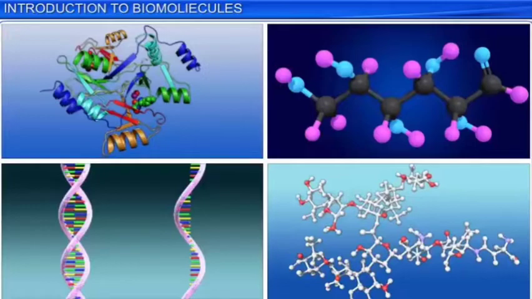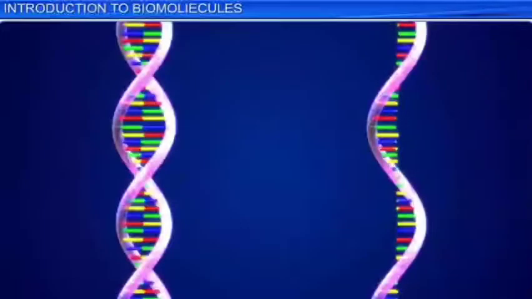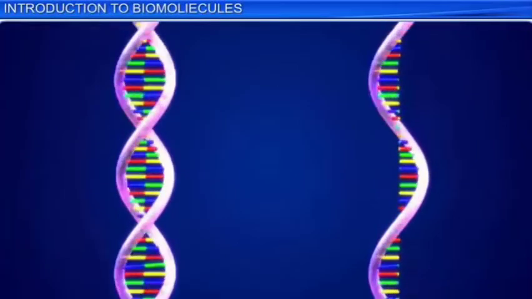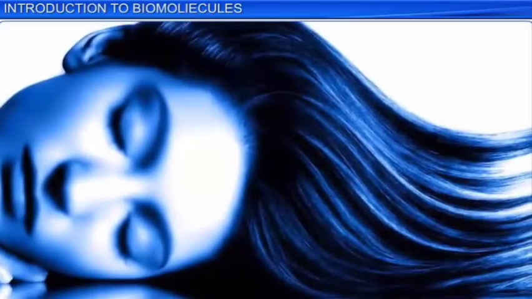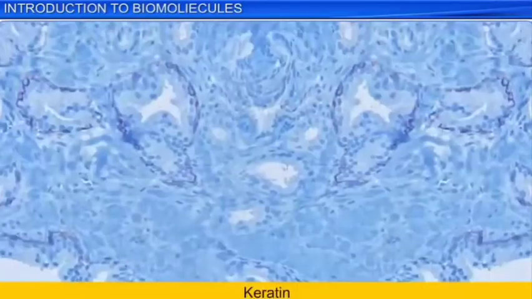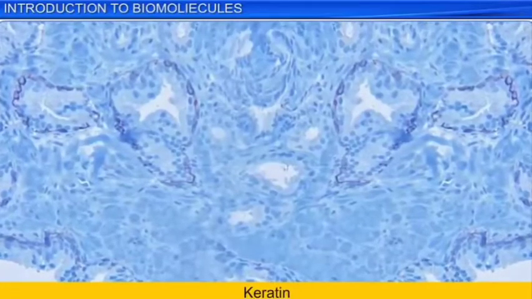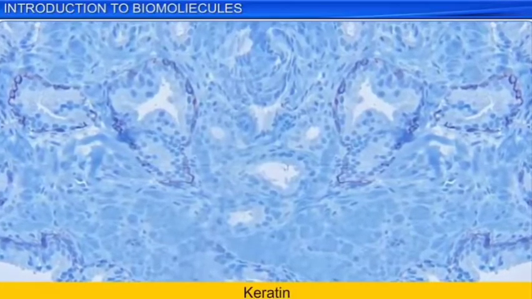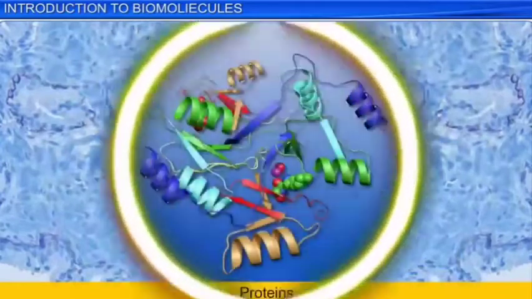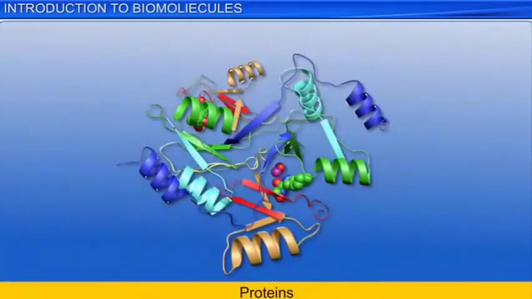Let's first define the term biomolecule. A biomolecule is a chemical compound that naturally occurs in living organisms and which is necessary for the existence of all known forms of life. For example, keratin, the main component of hair, is an agglomeration of proteins.